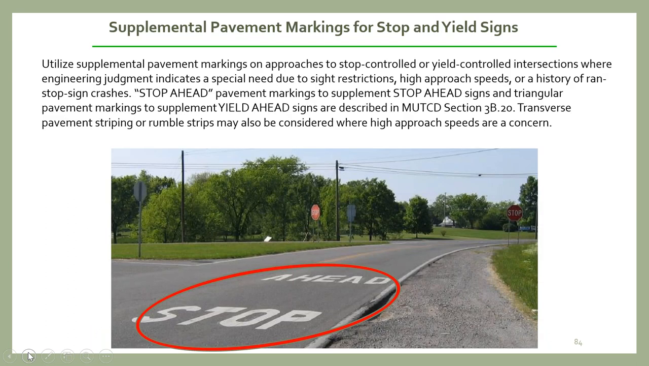Other strategies include putting supplemental pavement markings for conditions like a stop ahead or signal ahead or yield ahead. These are optional, but they are described in the Manual on Uniform Traffic Control Devices, and particularly in a rural area might be advantageous. It just gives added conspicuity to the fact that there is an intersection ahead and a traffic control device ahead.